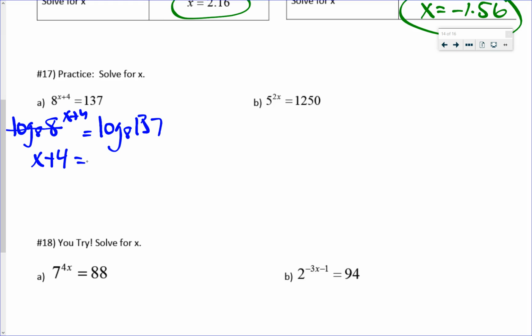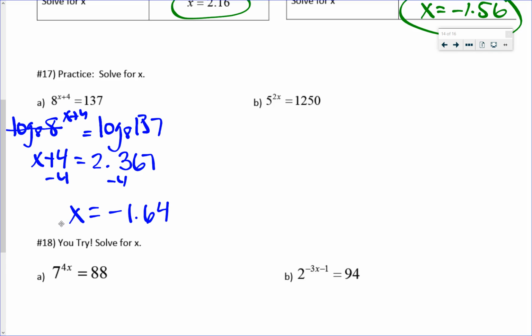2.37. Can someone confirm? Confirmed. 2.36, 6 repeating. Okay. All right, now what? Now we subtract 4. So I have x is equal to negative, what? It's negative 1 point something. Good, like that. And our negative's okay for answers today.